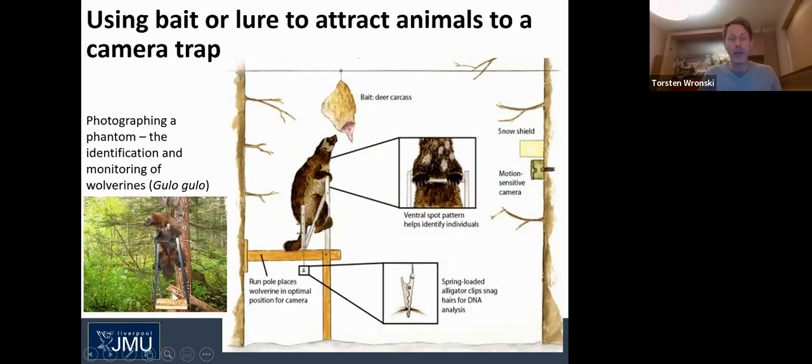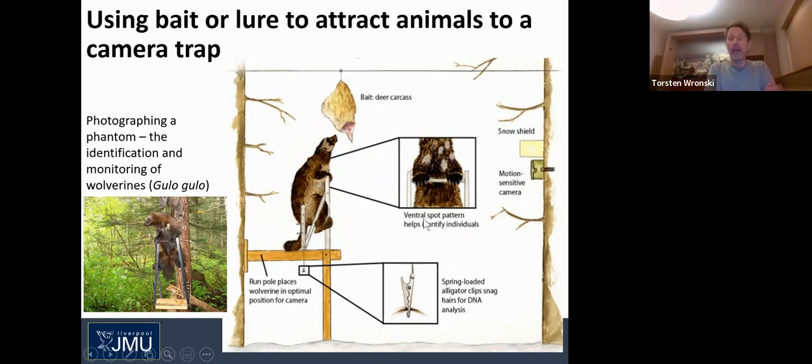So these researchers established a construction where the wolverine has to climb, and they put a bait so that the wolverine has to stretch its head upwards to reach out for the bait. And this is a moment where the camera can capture the patches on the ventral side of its neck. Very interesting construction. So often these characteristic marks are not visible, but with some innovation, you can make them accessible.